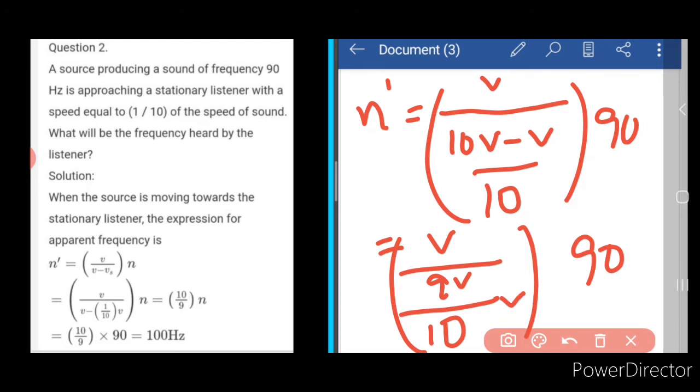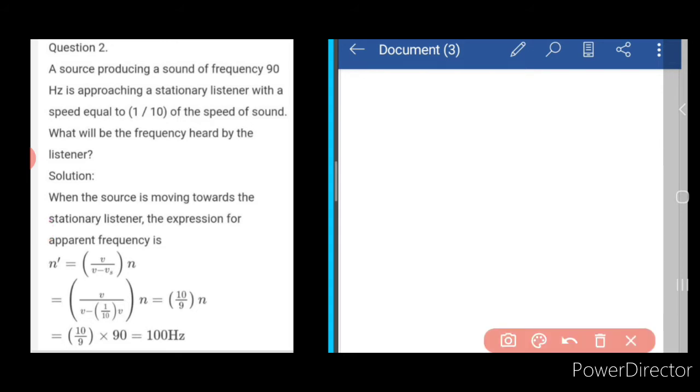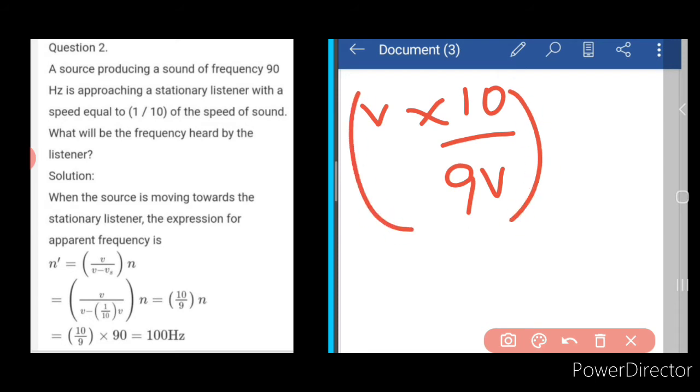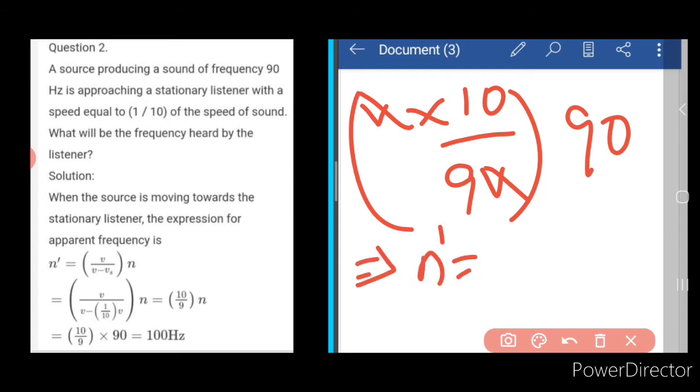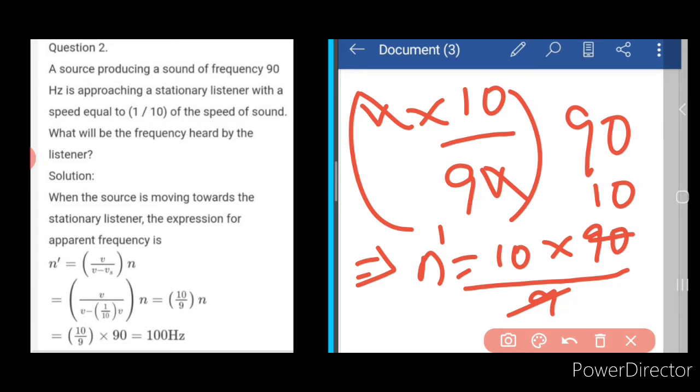Now this is in the denominator form. Let's bring it to the multiplication form. So this will become V into 10 divided by 9V into 90. So we can cancel this V. Apparent frequency is equal to 10 into 90 divided by 9. Now shall I cancel this by 10? So 10 into 10 will be 100 Hertz. So this is the apparent frequency heard by the listener.